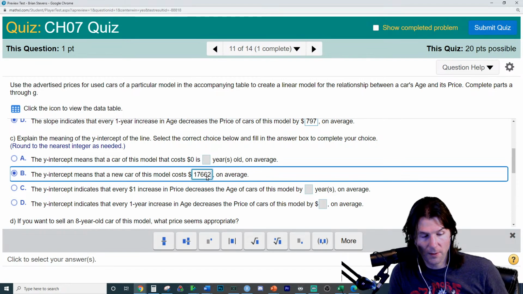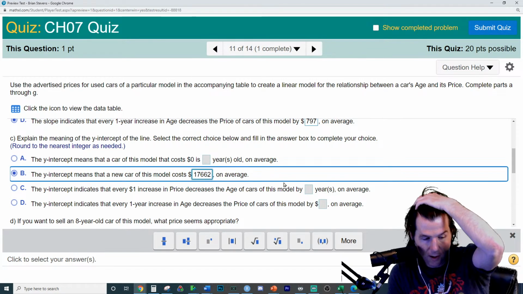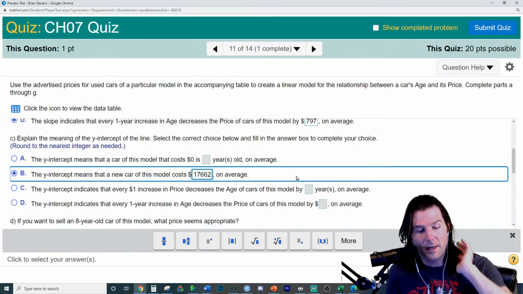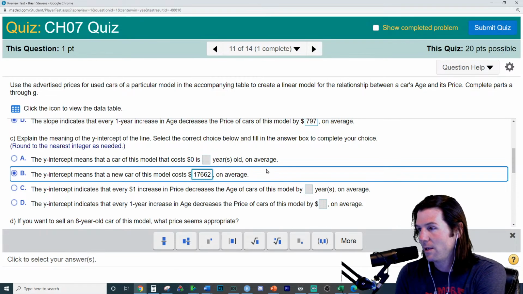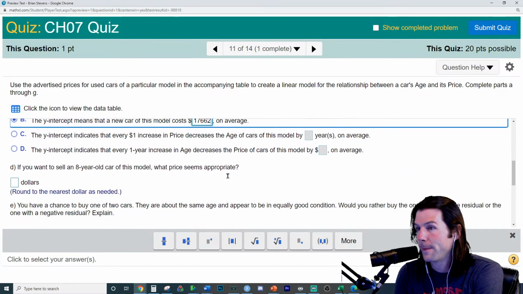So we go right here. The y-intercept means that a new car of this model costs this on average. We would expect that. If you say expect, that means on average too. And then we go down here.